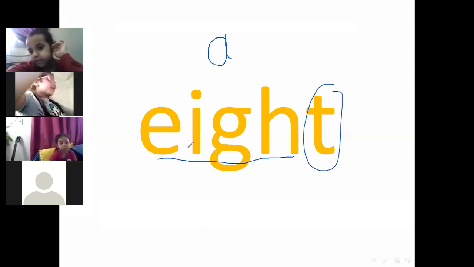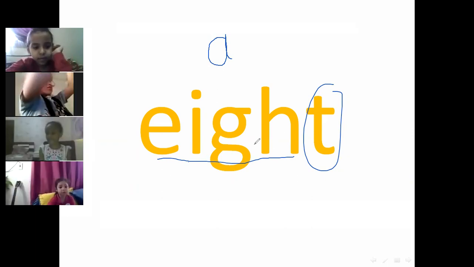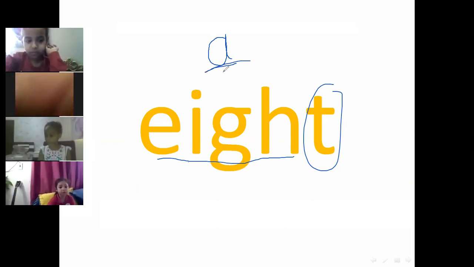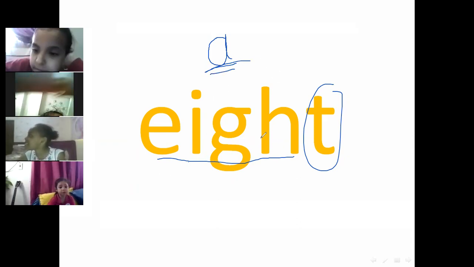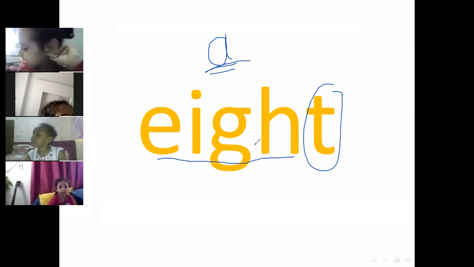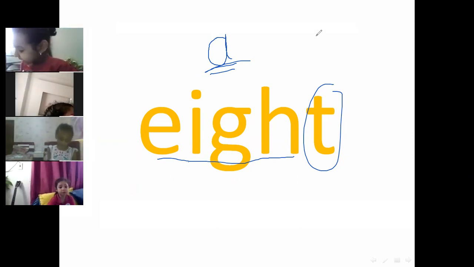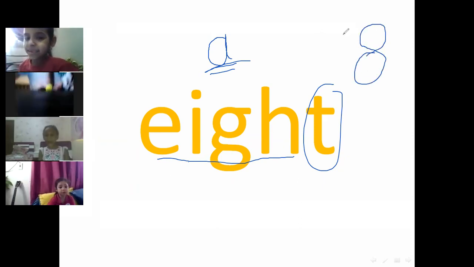Listen, look at here. When we see E-I-G-H, we say A, like the letter A. So eight. E-I-G-H is spelled as eight. What's the meaning of eight? It's number eight. It's the number.